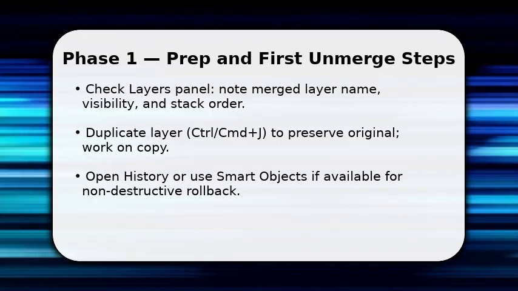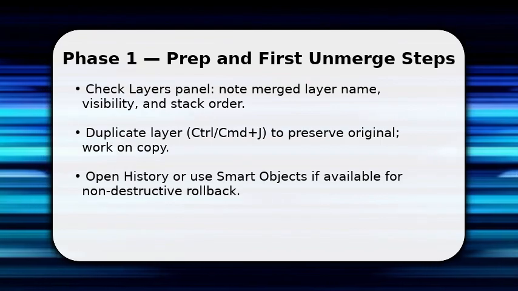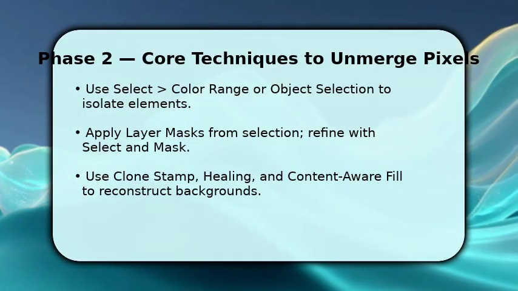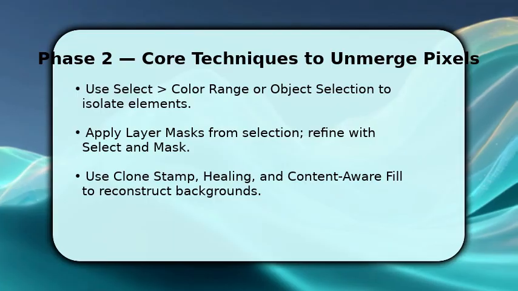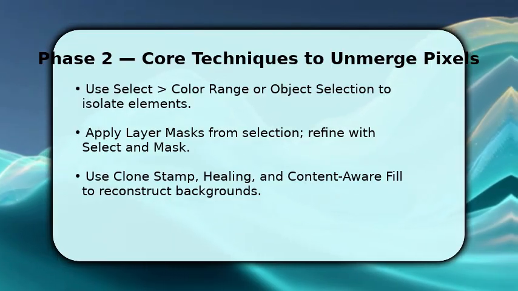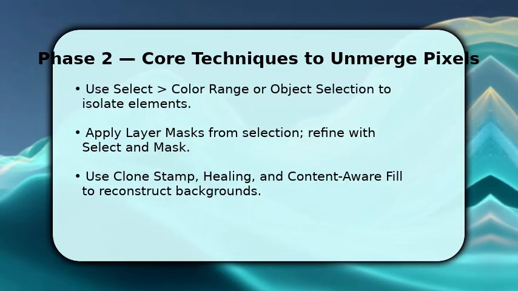Once done, zoom to 100% and identify distinct areas to target for separation. Select each desired element using Color Range or the Object Selection tool so you isolate shapes that belong to original layers. This is how you recreate separate layers.